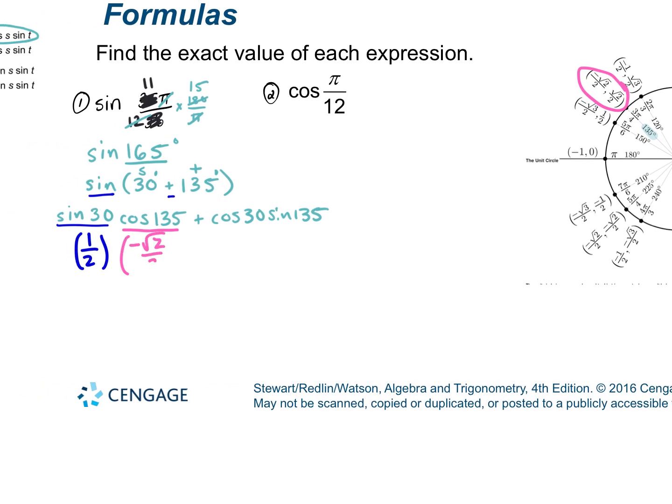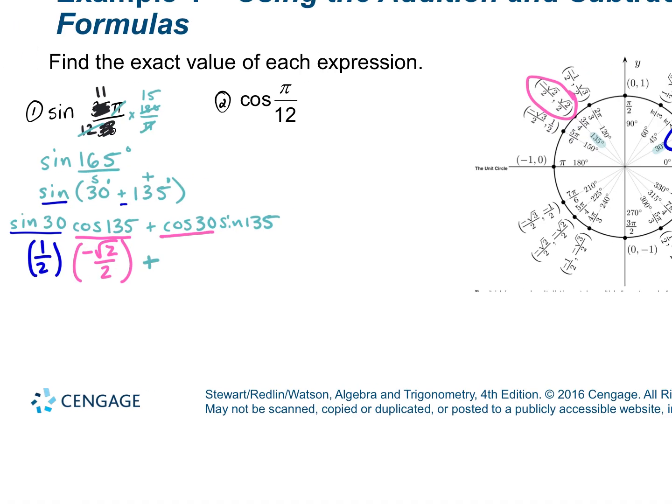Negative square root 2 over 2 is our x value. Wait, how do you know that? I'm so sorry. You have it right there. All right, then cosine of 30, we're going to go to 30 degrees.